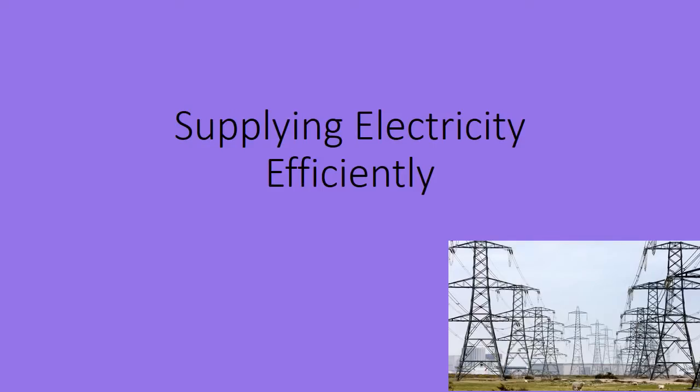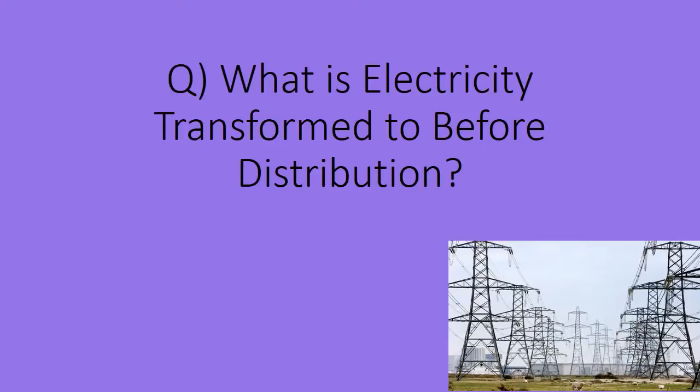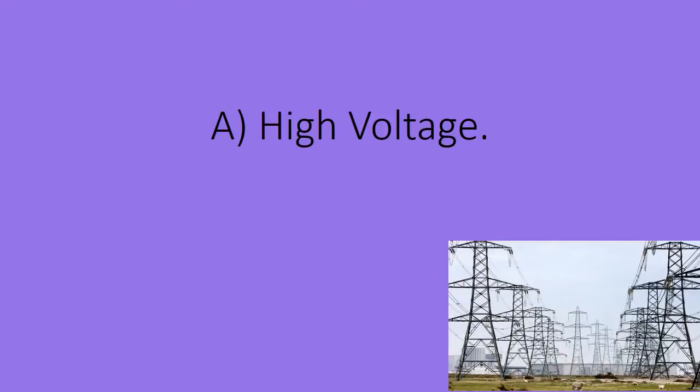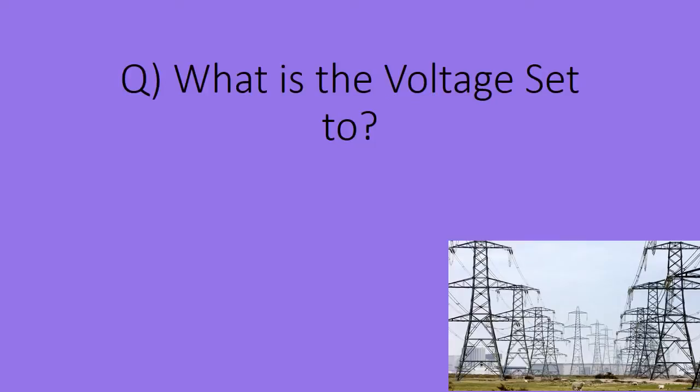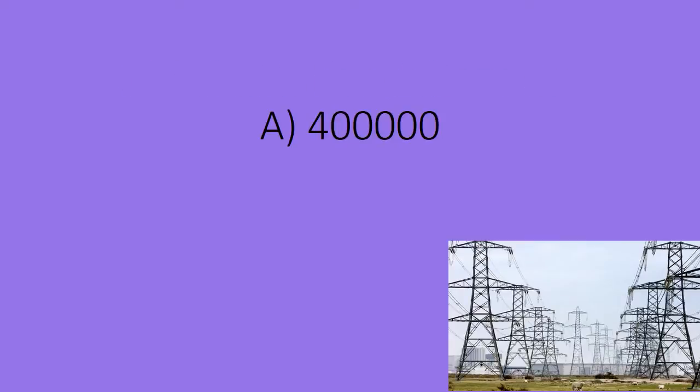Supplying electricity efficiently. What is electricity transformed to before distribution? High voltage. What is the voltage set to? 400,000.